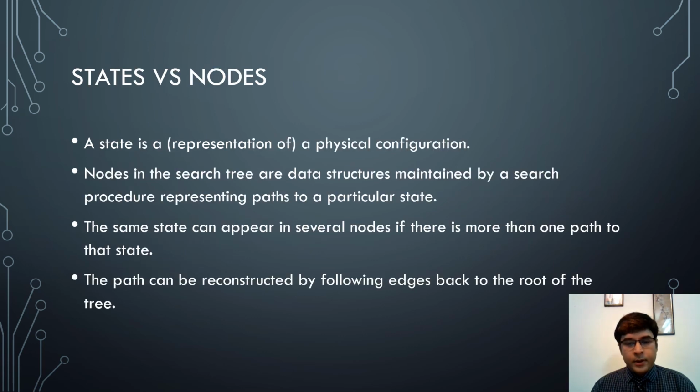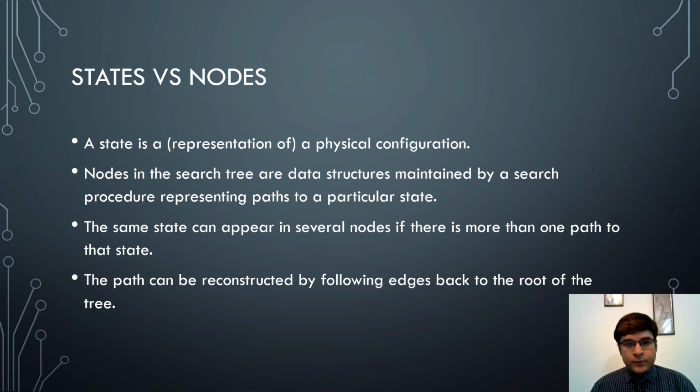In this slide, we'll be learning about states and nodes and what they are. A state is a representation of a physical configuration, which implies that a state can be a real world entity of the problem of search. For example, in the Hamiltonian path problem, what is the state? A state is a current vertex that has been traversed from previous vertices or a set of vertices.